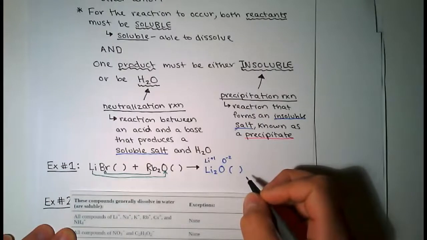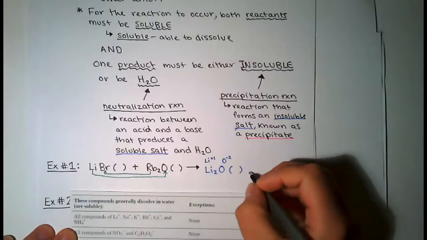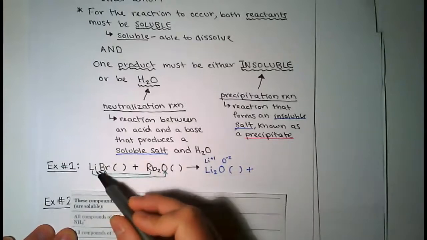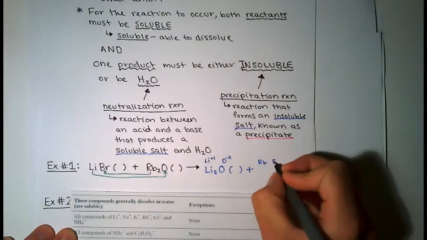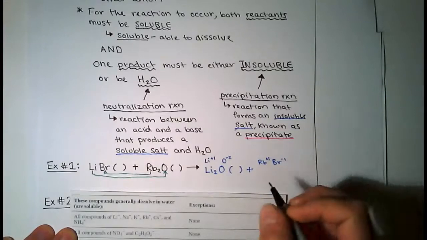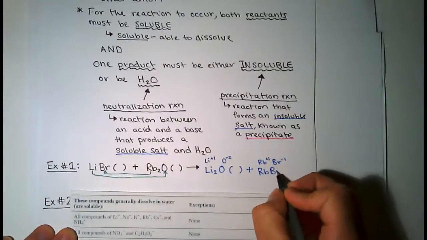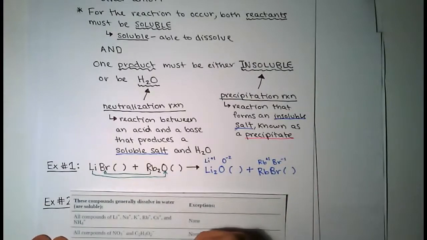because in double replacement reactions, it's really important to show the state symbols so that someone would know whether or not that reaction would occur. So I have lithium oxide, and my second product is going to be rubidium and bromine. So I have Rb and Br. Rubidium has a +1 charge, and bromine has a -1 charge. So when I do my crisscross, I get Rb, Br. And I'm going to put my parentheses for my state symbol.